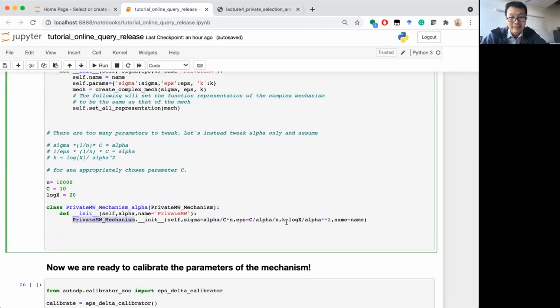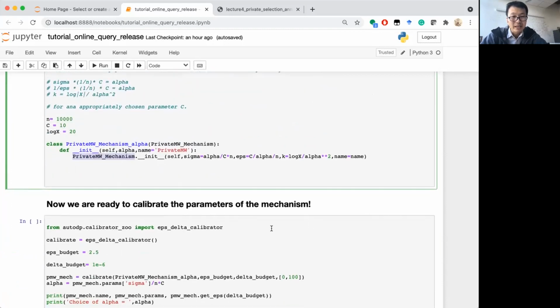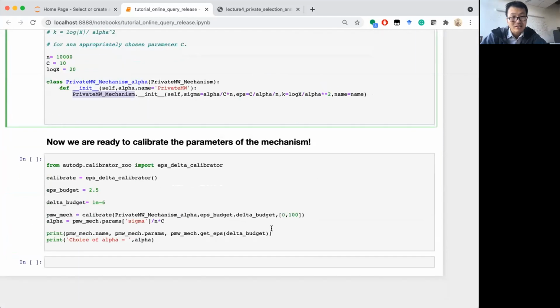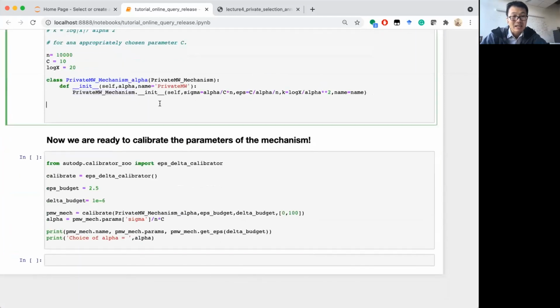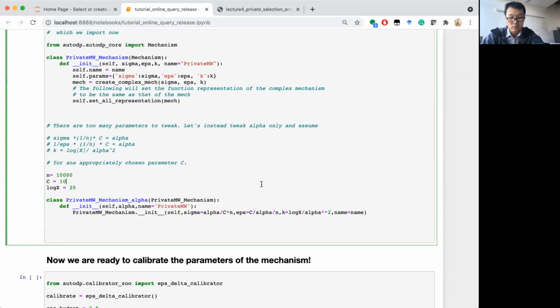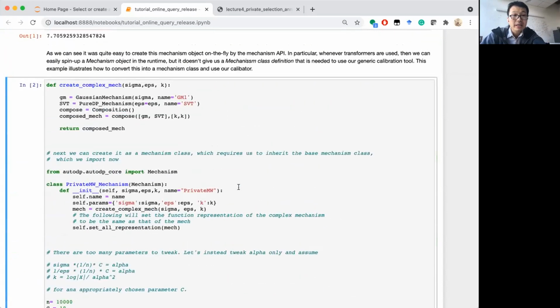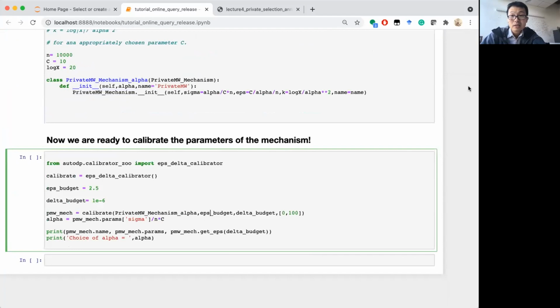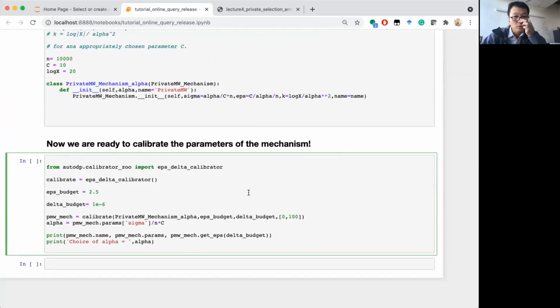So after putting this in, then we're ready to calibrate the parameters to the mechanism. So let's make sure we run this. Okay, it finished running, and it remains to just calibrate all the three parameters by choosing the appropriate alpha. So this can be thought of as finding the best possible error that you can get given the constraints that you have, that is epsilon and delta.